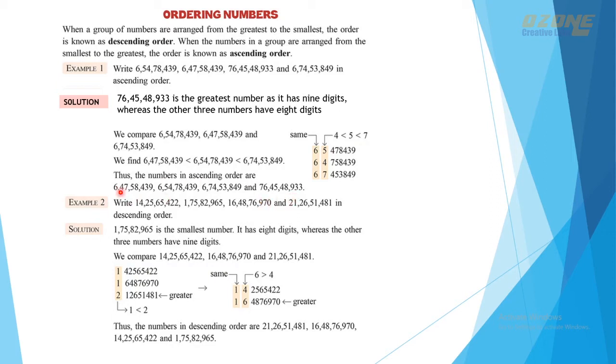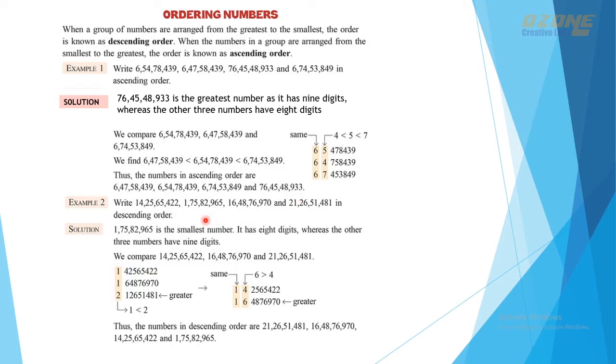So 6 crore 47 lakh 58,439 will be the smallest number, and the next greatest will be 6 crore 54 lakh 78,439, and the next greatest is 6 crore 74 lakh 53,849, and the last number will be that 9-digit number, that is 76 crore 45 lakh 48,933. So like this, using this pattern, we will arrange the numbers in ascending order.